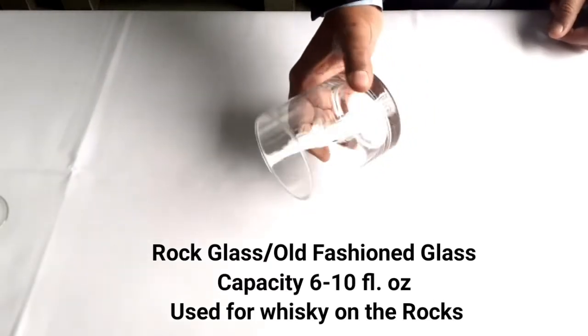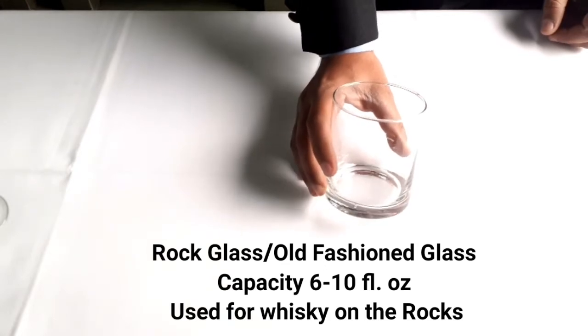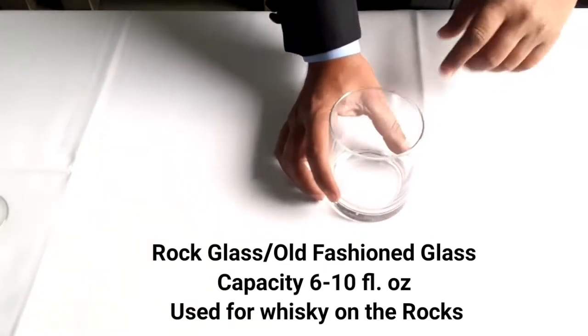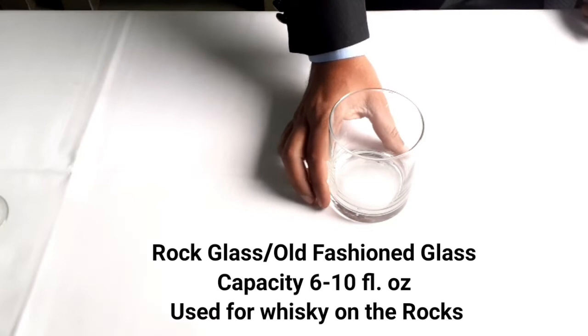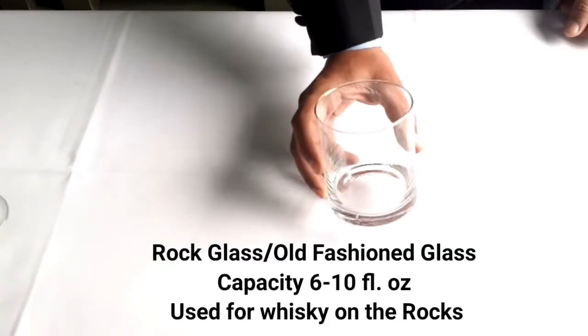This is called the rock glass or old fashioned glass. This is used for whiskey on the rocks or different types of whiskeys. The capacity of this glass is 6 to 10 ounces. One ounce is about 30 ml. It is about 29.4, but approximately it is 30 ml, so it is about 6 to 10 ounces.